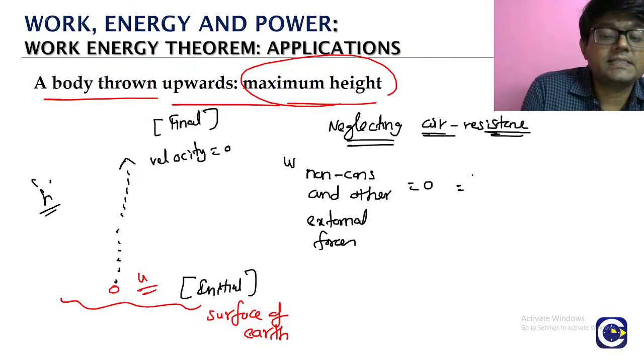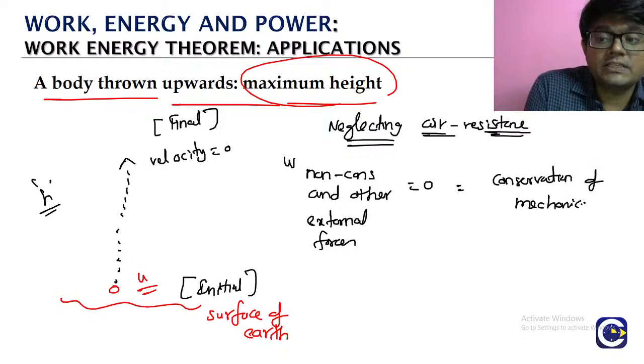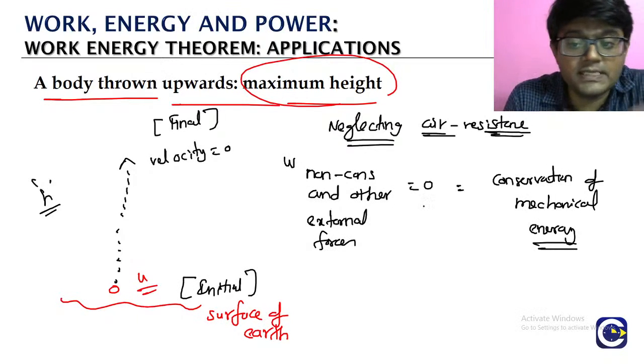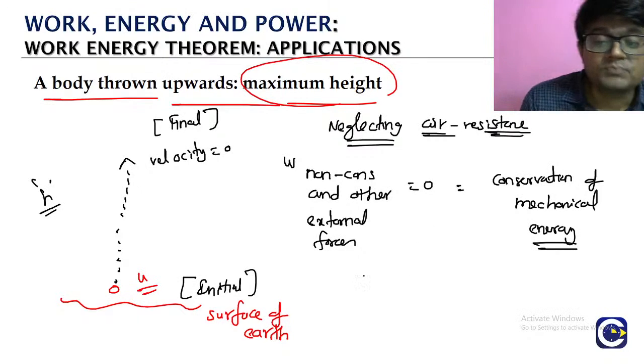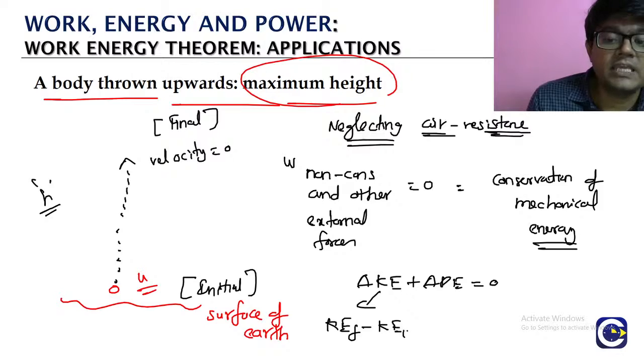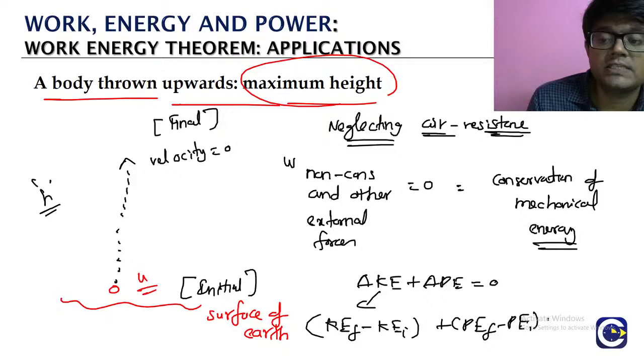This is the condition for conservation of mechanical energy. When the work done by the non-conservative forces and other external forces is zero, it means delta KE plus delta PE will become zero, which means KE final minus KE initial plus PE final minus PE initial is equal to 0.